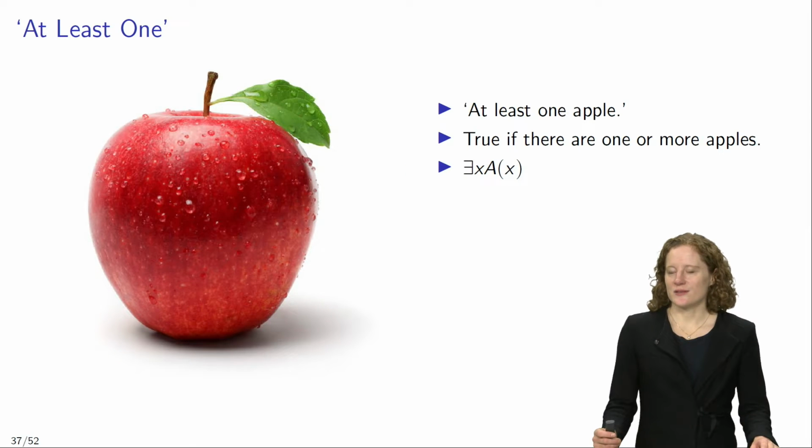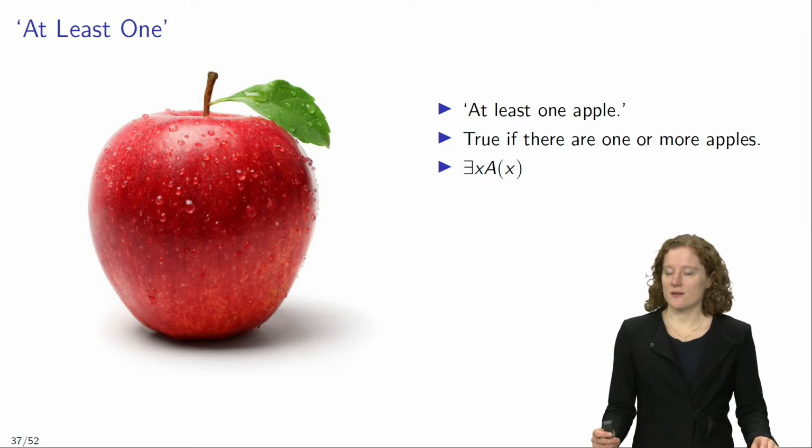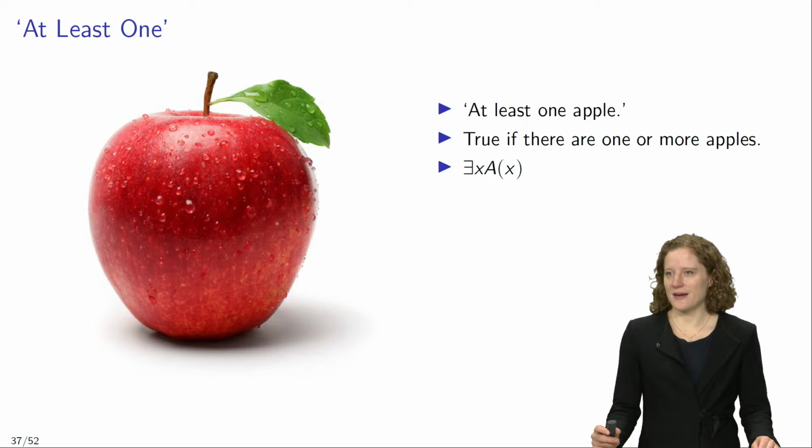Suppose you want to symbolize the sentence, there is at least one apple. Now, this sentence is true if there's one apple or if there are more than one apple, but it is false if there's no apple. So to symbolize this sentence, you can use the existential quantifier and simply say there is an x such that Ax, using the capital letter A to represent the predicate is an apple.